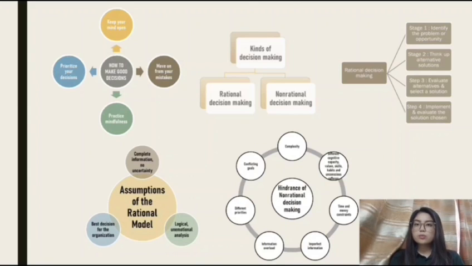There are 4 ways to make a good decision, which are keep your mind open, prioritize your decisions, move on from mistakes, and practice mindfulness. There are 2 kinds of decision making, rational and non-rational.